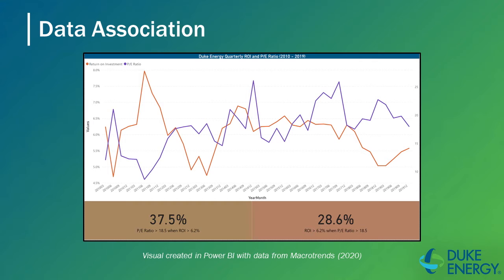While clustering may not work, association works very well with the data we have pulled. The visual on the screen showcases the quarterly return on investment and PE ratios for Duke stocks from 2010 to 2019. An individual may be curious on how the two relate to each other and are associated. In this scenario, the individual is looking at when the PE ratio is greater than 18.5, along with the return on investment being greater than 6.2%. As shown from the calculations below the graph, there is very little to moderate association between the two over time.